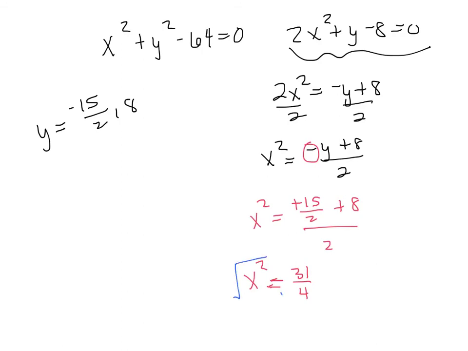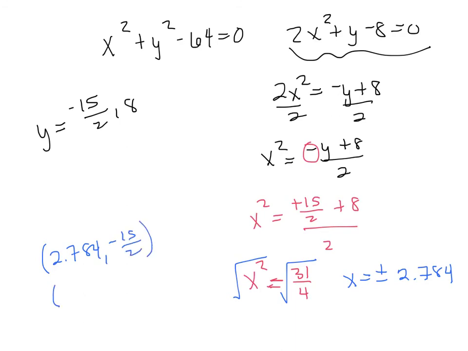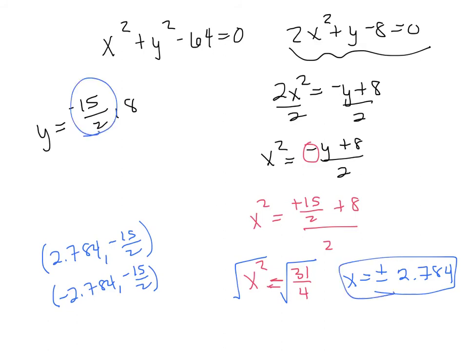So when I square root it, keeping in mind that I'm going to have to add plus or minus, and we'll just change it to a decimal, 2.784. Now what that equates to is that 2.784, negative 15 halves is a point where they cross. Negative 2.784, negative 15 halves is a point where they cross. Because there's two x's here and they both cross at that y value. Okay, so there's 2 points.